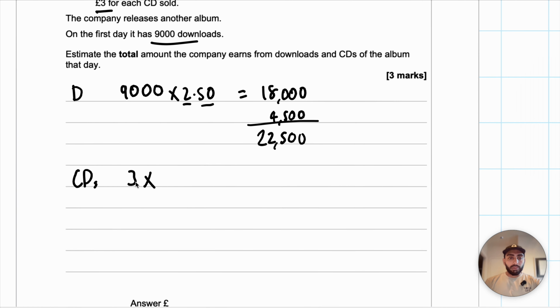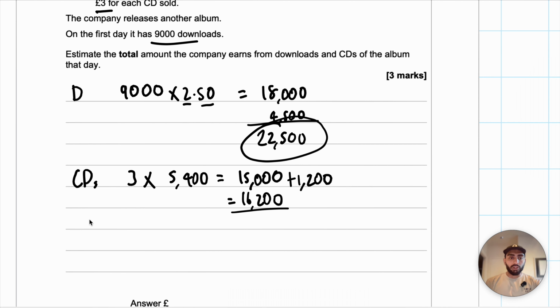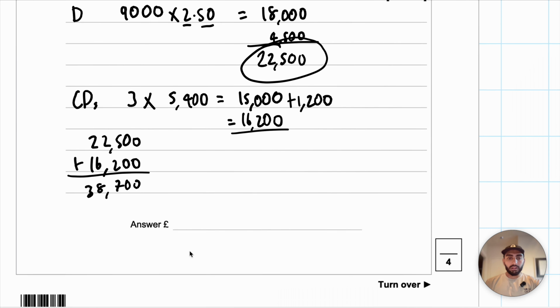So CDs are going to be 3 multiplied by 5,400. 5,000 times 3 is 15,000. And 400 times by 3 is 1,200. Altogether, 16,200. Last thing that we need to do is just add up both of these numbers. So we've got 22,500 plus 16,200. That would give us 38,700.